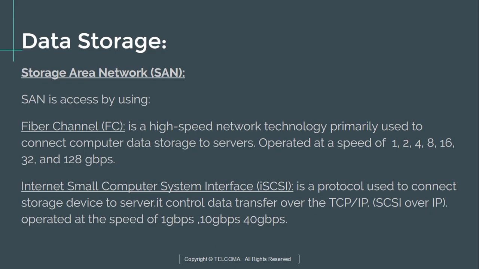Whereas iSCSI is a protocol which is used to connect storage devices to the server. It uses the same technology that is used to connect storage devices to servers, and it controls data transfer over TCP/IP. It means SCSI over IP. It operates at speeds of 1 gigabit per second, 10 gigabits per second and 40 gigabits per second. So these are the two techniques for accessing the storage area network.